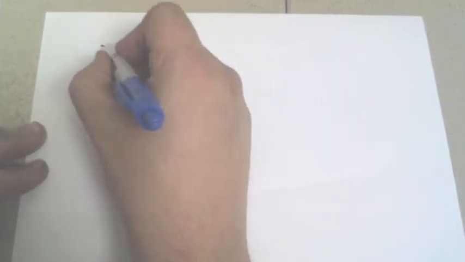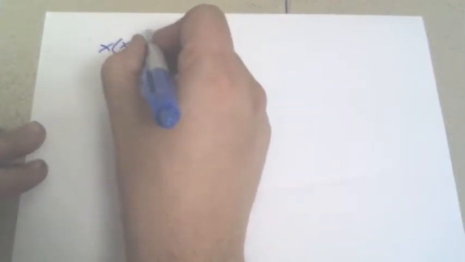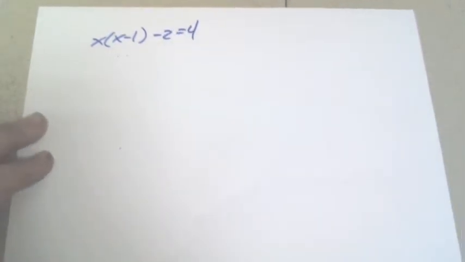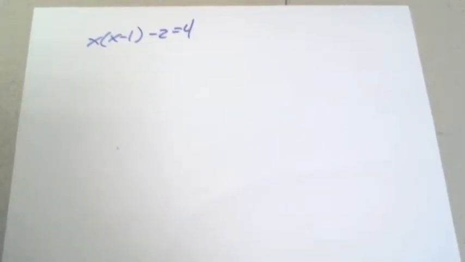3b, x(x minus 1) minus 2 equals 4. Okay, so this is another just, solve this equation. Should be a type of thing you've seen before, but you might not have done it in a while. These are the kind of things that we want to make sure we're fresh on.